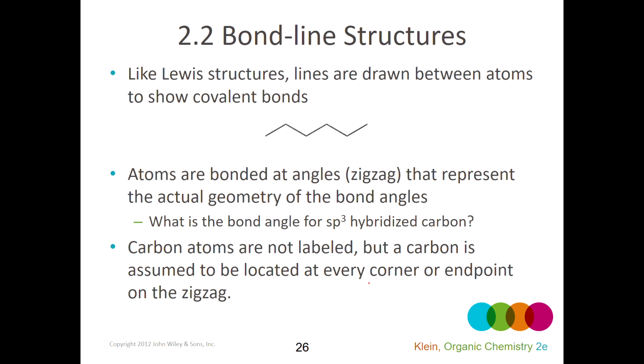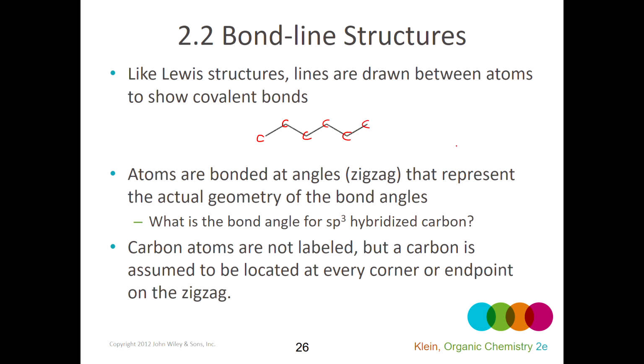How do we communicate about molecule structure with these types of representations? So the idea here is, if you see a zigzag like this, you're to interpret there being a carbon wherever a line ends and wherever there's an angle or a bend in the line. So this molecule has 6 total carbons.